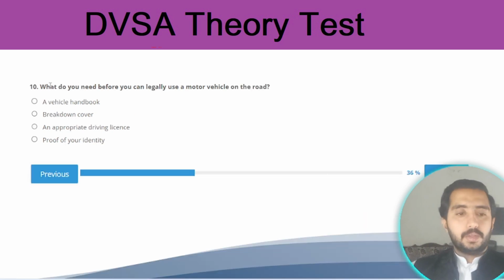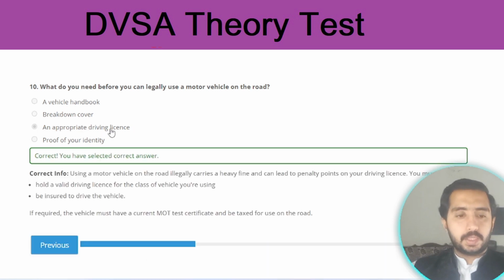Next question, question number 10, what do you need before you can legally use a motor vehicle on the road? The correct option is an appropriate driving license. Option C is the correct one.